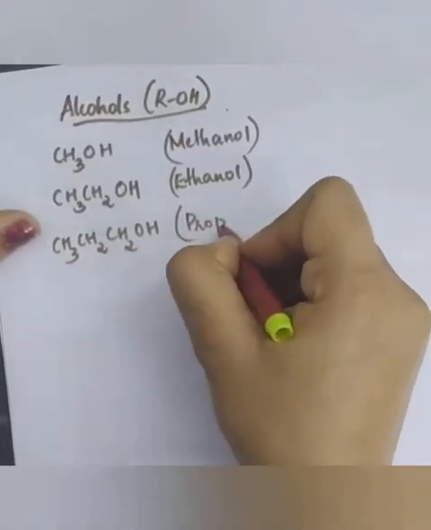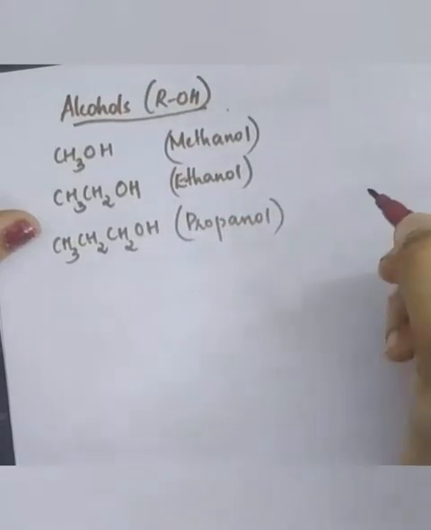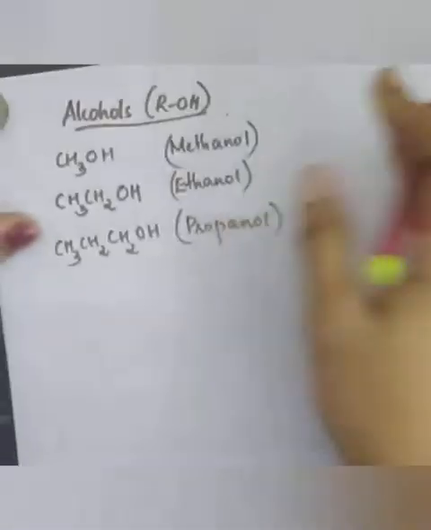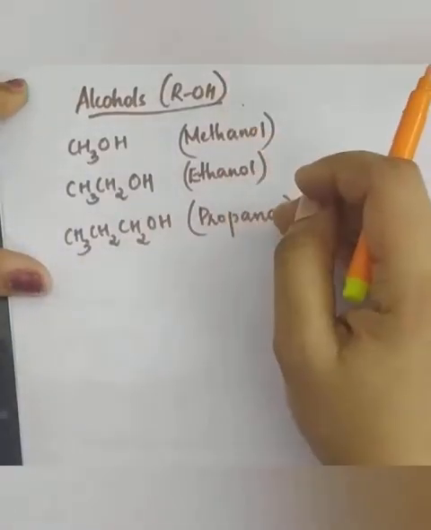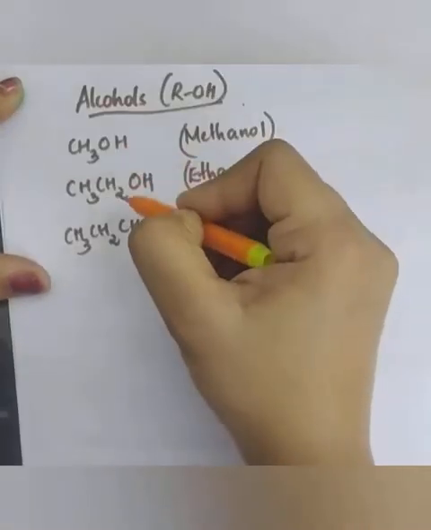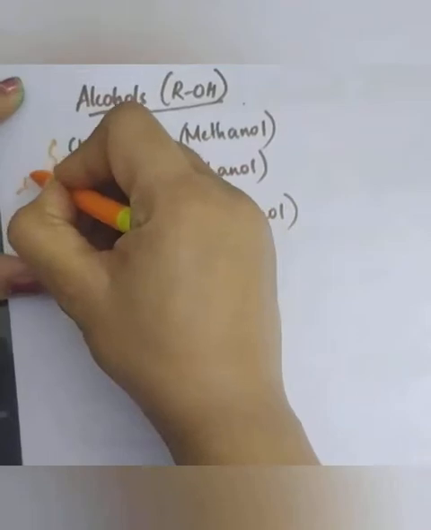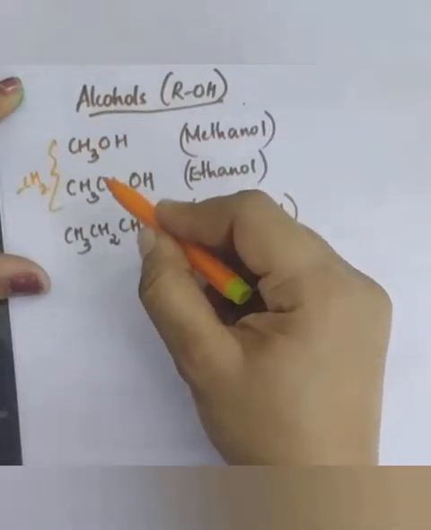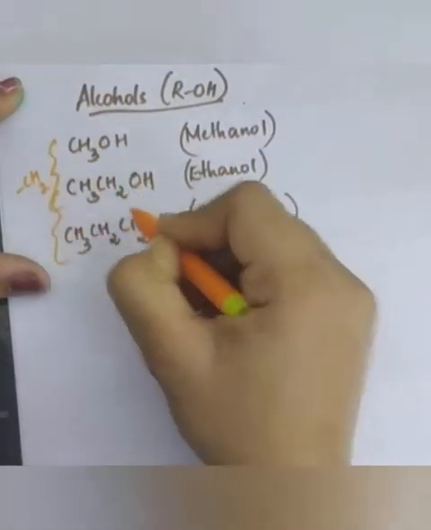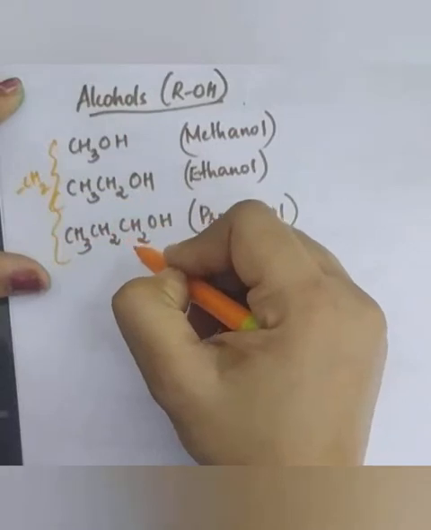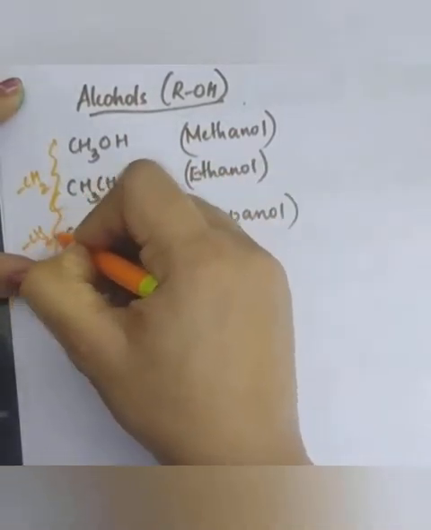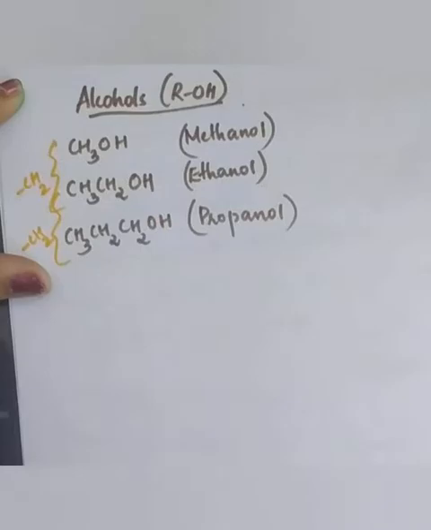They are homologous series because they have similar chemical properties and they have a general formula, that is ROH, and they differ by a CH2 group, that is CH3OH and CH3CH2OH, they differ by CH2 group. Now CH3CH2OH and CH3CH2CH2OH also differ by a CH2 group.